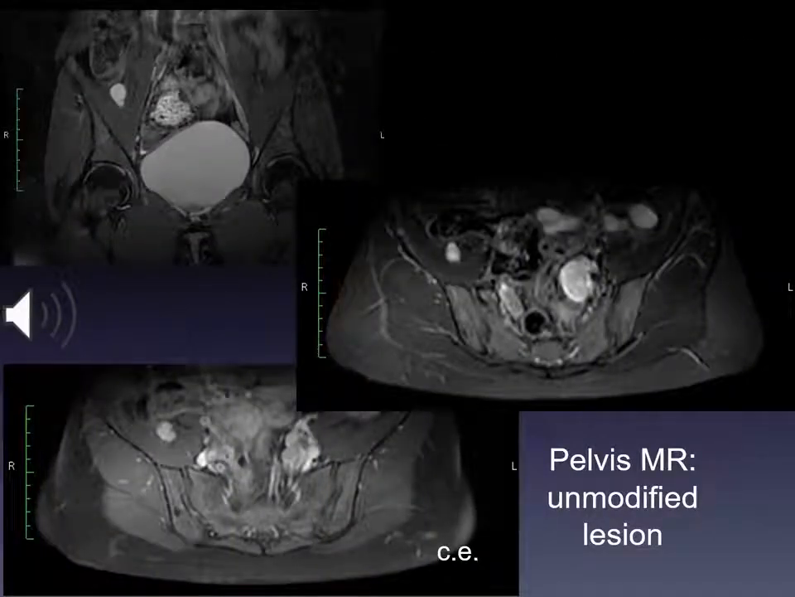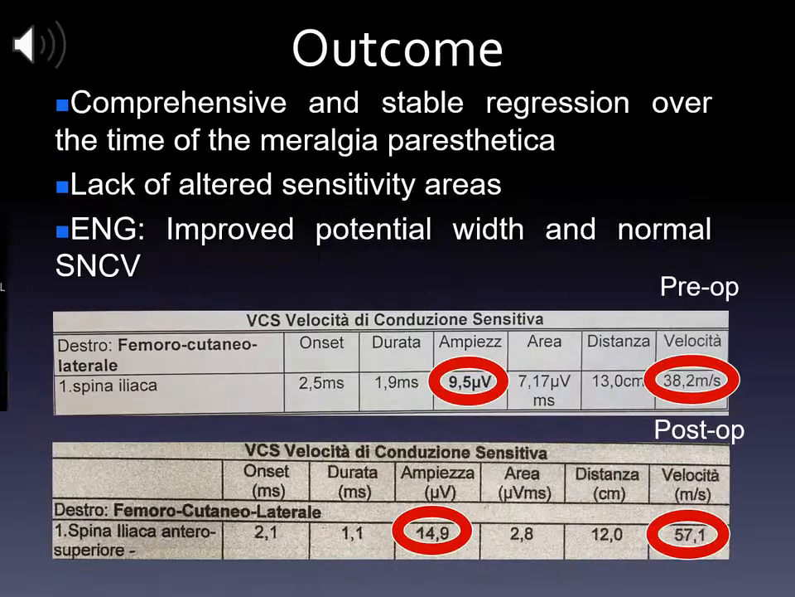The study of the pelvis showed the other lesion untouched in T2, STIR, and T1 with fat saturation and contrast enhancement. The outcome has highlighted a comprehensive and stable regression over the time of the meralgia paresthetica, lack of altered sensitivity areas and improved potential width, and normal sensory nerve conduction velocity when studied with the ENG.